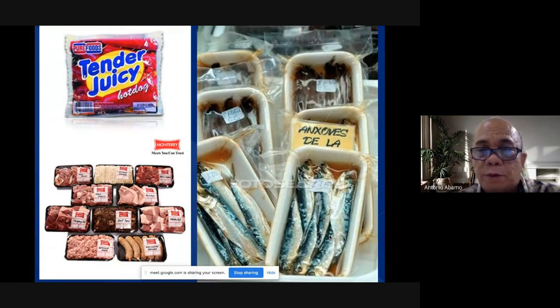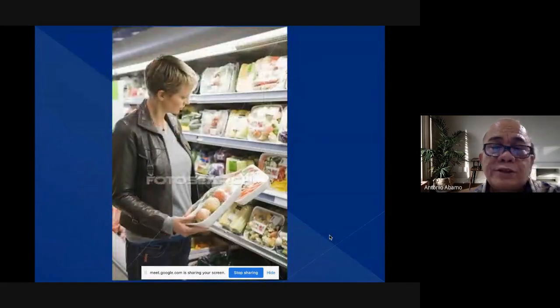boxes with cling wrap. It appears to be very sanitary and clean. It commands a better price. And of course, there is additional marketing cost. Okay. And it's put in a shelf, supermarket shelves, where it's very attractive, no? Very attractive to customers. So, like that.